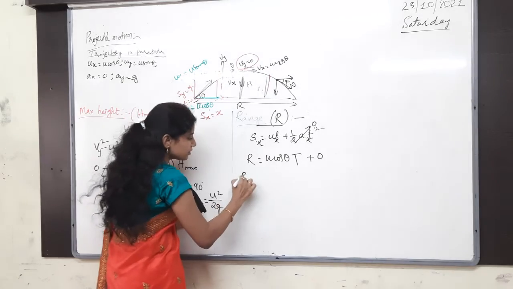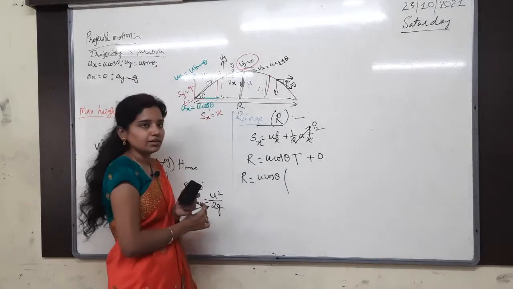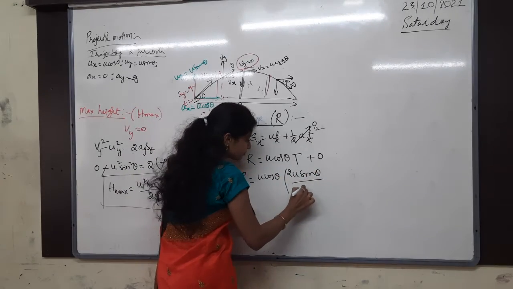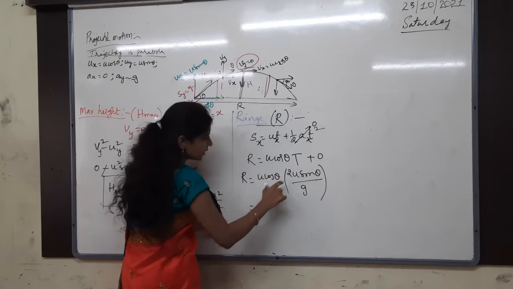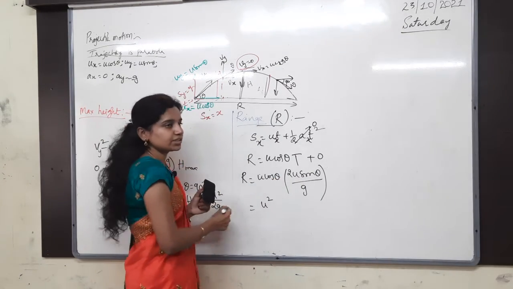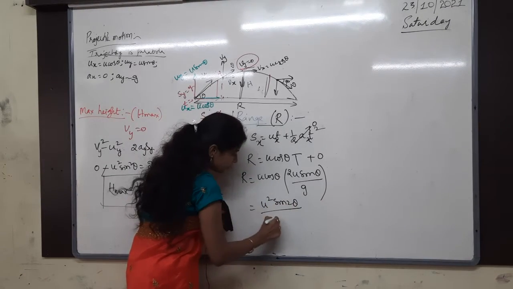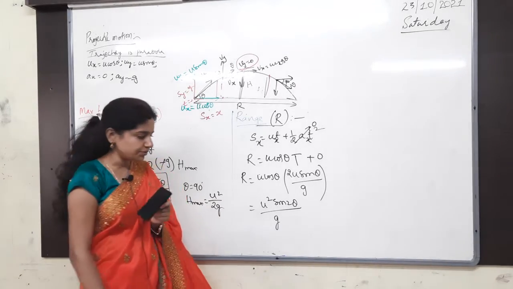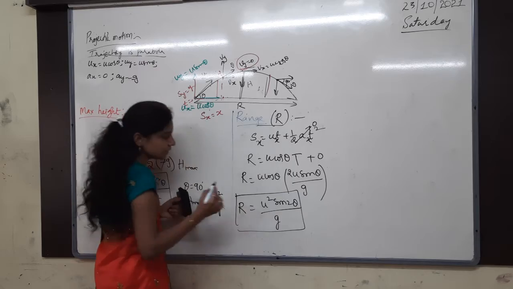Then R = u cos θ into t, and the t value here is 2u sin θ by g. Then u into u becomes u², and 2 sin θ cos θ is sin 2θ, obviously, divided by g. So R = u² sin 2θ by g.